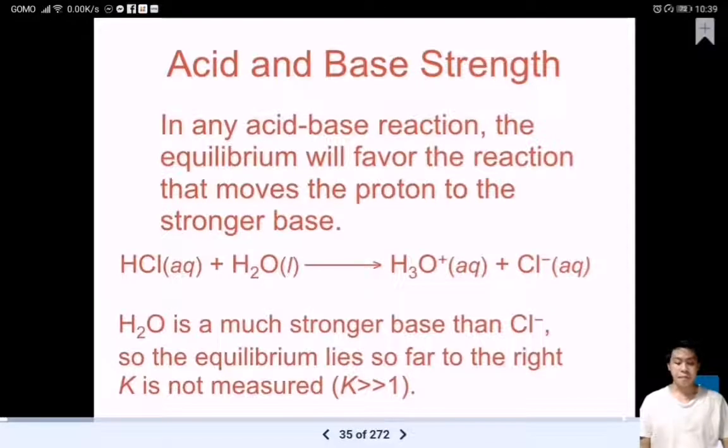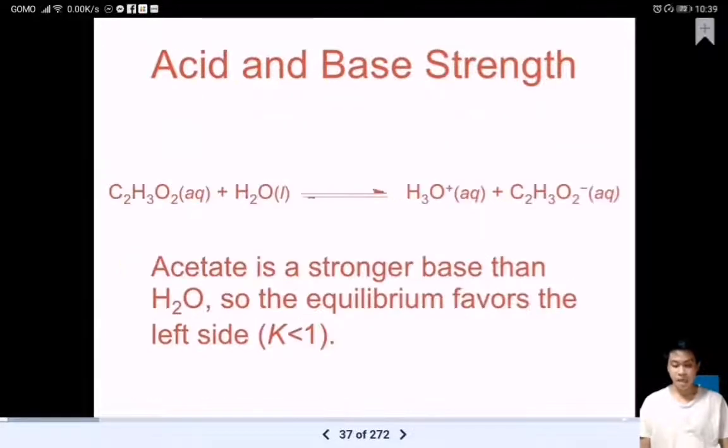So, acid and base strength. In any acid-base reaction, the equilibrium will favor the reaction that moves the proton to the stronger base. So, H2O is a much stronger base than Cl minus, so the equilibrium lies far to the right. K is not measured, K is greater than 1. So, acid and base strength.